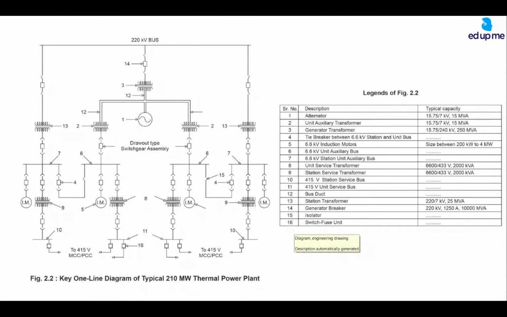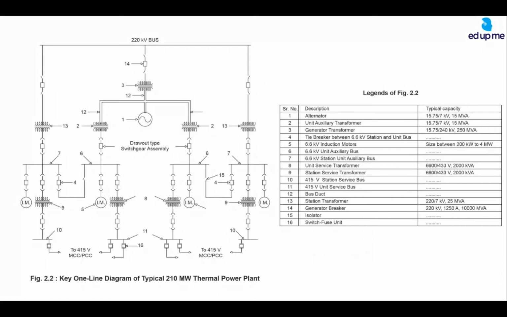Right. So the generator will generate power, and the power is fed to the generator transformer. That is number 3. It will step up power and feed it to the 220 kV bus. Some of the power, some 10%, say out of 210 megawatt, roughly 21 megawatt is required by the auxiliaries, and that is fed by unit auxiliary transformer number 2. So it is stepping down from 15.75 kV to 6.6 kV. That is generator voltage to the auxiliary voltage requirement. It comes to 6.6 kV unit bus 1 and 2. Two buses just for flexibility. That means if there is some failure, half the power will be available to us.